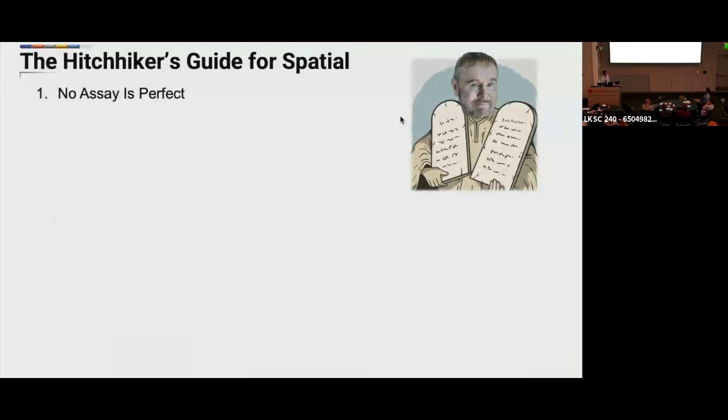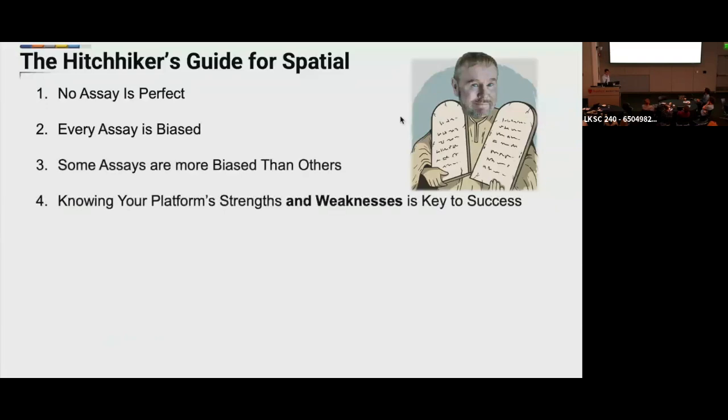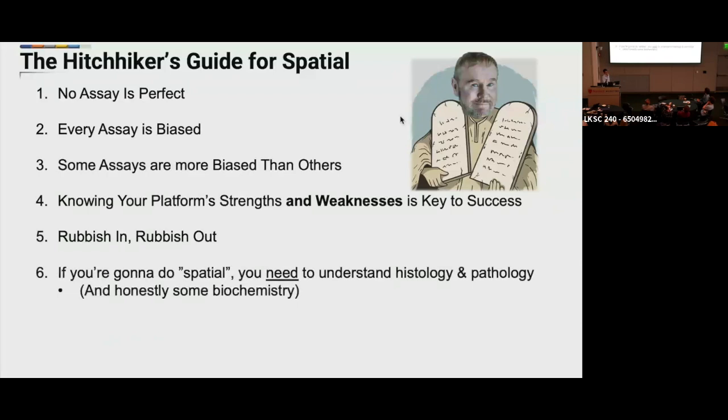By the way, Gary, just want to let you know, I remember everything you told me when I went on the job market. No assay is perfect. Every assay is biased. Some assays are more biased than others. Knowing your platform strengths and weaknesses is the key to success. Rubbish in, rubbish out. If you're going to do spatial, you need to understand histology and pathology, and I believe some basic biochemistry too. Sean, I really agree with you on that.